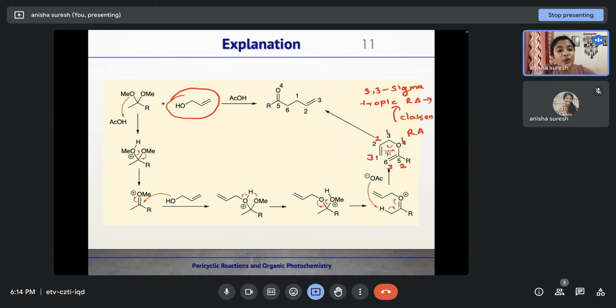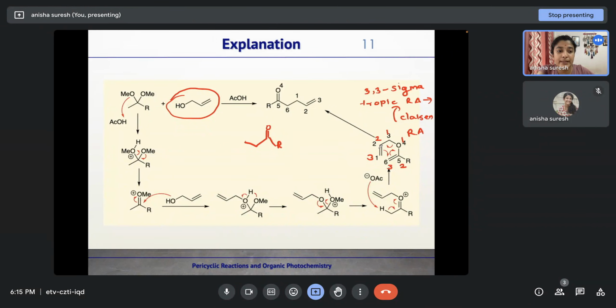So this double bond will shift here, this will shift here, and this bond will break. So what we will get is this product. So they have rearranged. So what we will be getting is R double bond O.